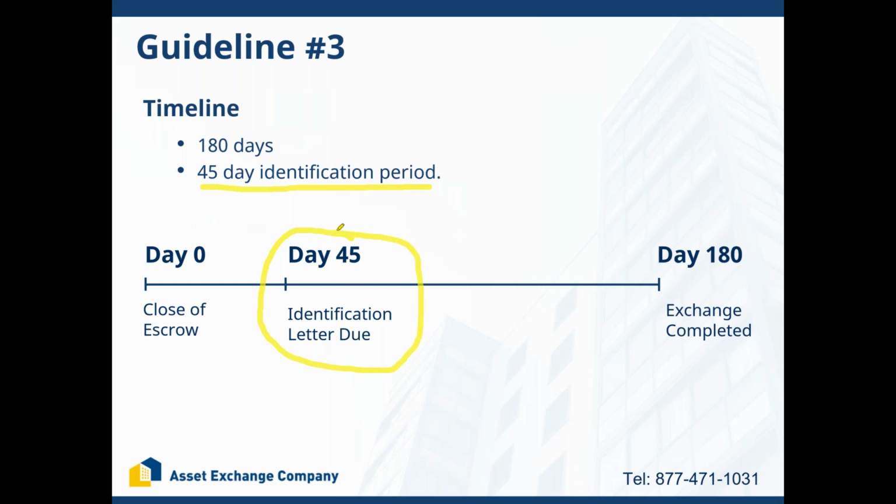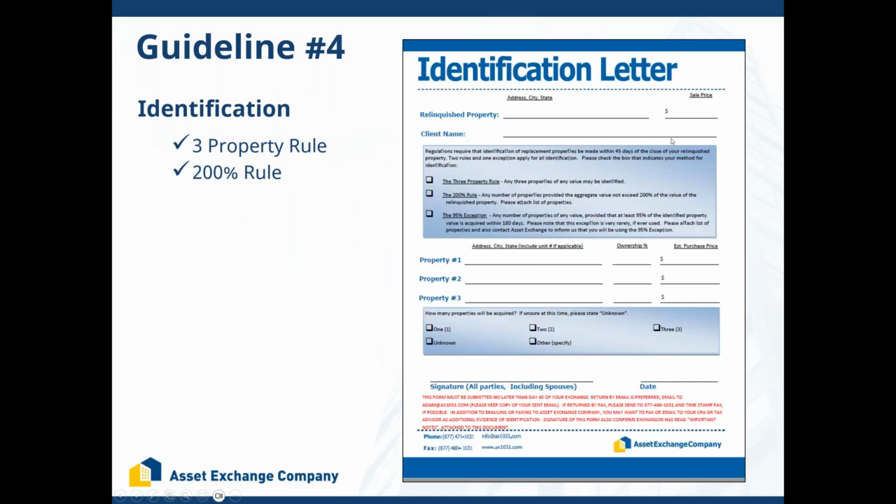Now, in an exchange, you're going to sell something and you're going to buy something. On day 45, the government says that you actually have to identify all of the potential properties that you are thinking about buying. So day 45, very important. That is the day your identification letter is going to be due. Now, when you submit that letter, the government gives you rules, of course, for how to fill out the letter.